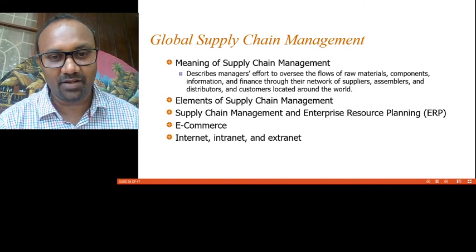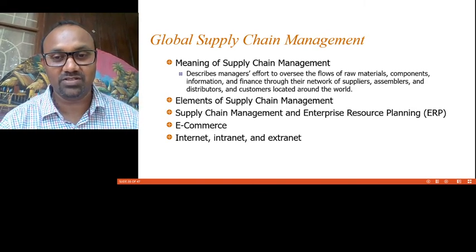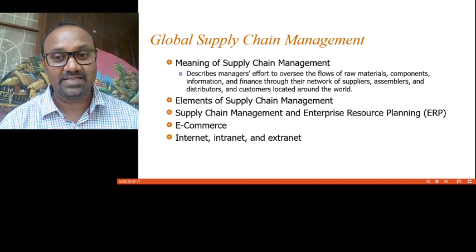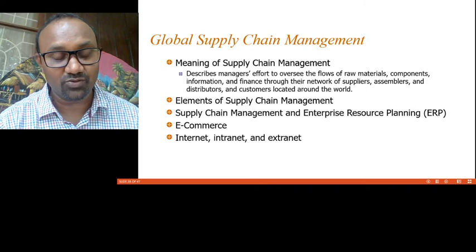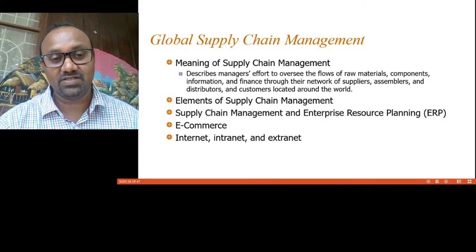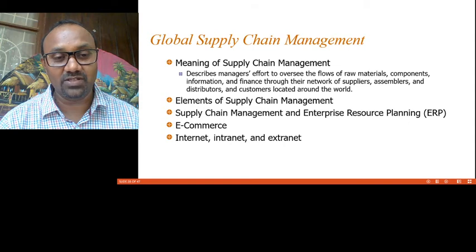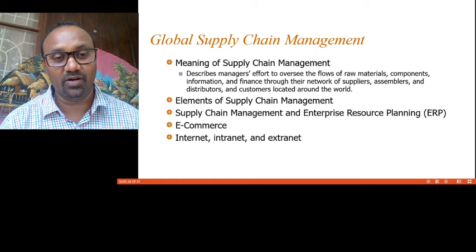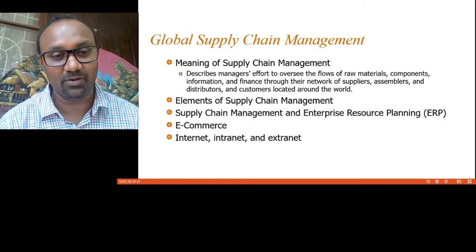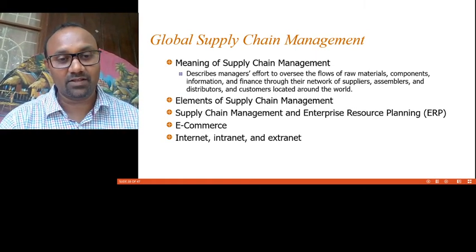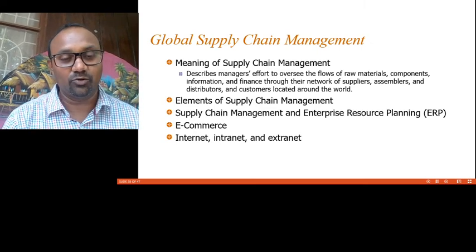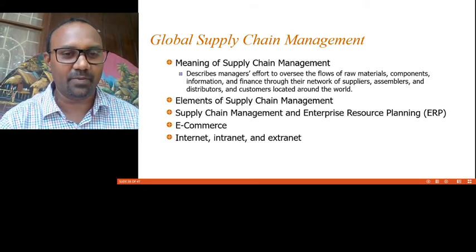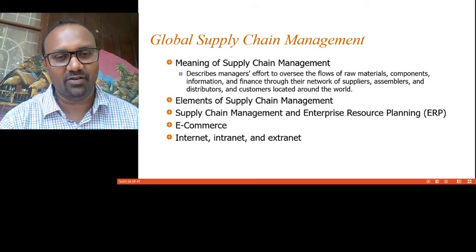Supply chain management describes every manager's effort to oversee the flow of raw materials, components, information, and finance through the network of suppliers, assemblers, distributors, and customers located around the world. So you're going to establish this network of procurement operators and manufacturers around the world, assemblers, suppliers, distributors, and then be able to efficiently take the product to the doorstep of the customer at the least cost, so that you're able to give the customer a very good price advantage and make your product a lot more competitive in the international market.